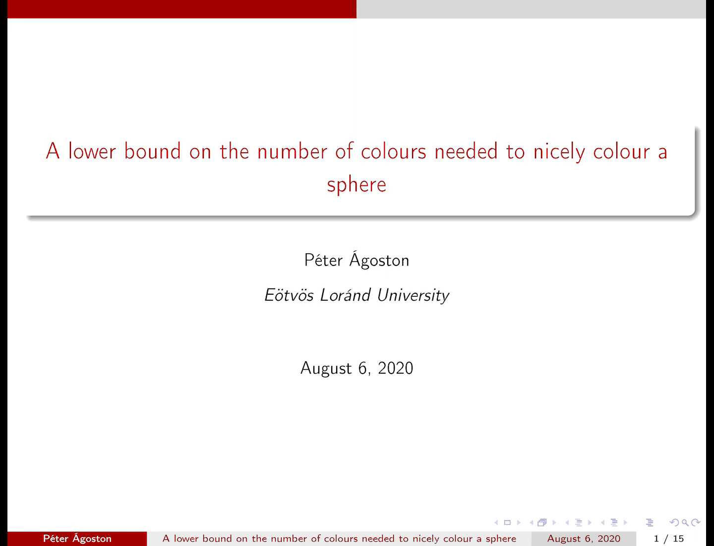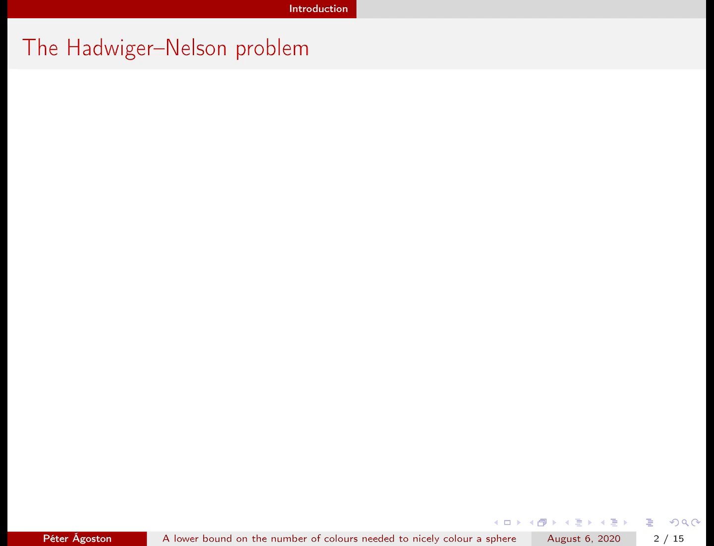The title of the talk I will give is A Lower Bound on the Number of Colors Needed to Nicely Color a Sphere. I start with the motivation of the problem I worked on. The Hadwiger-Nelson problem is a well-known problem in combinatorial geometry.